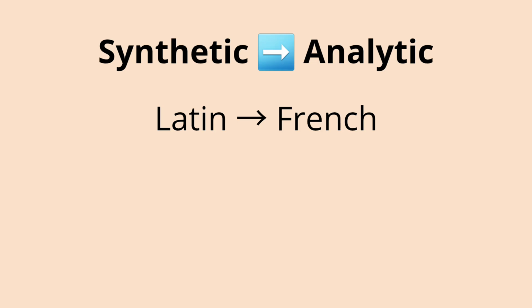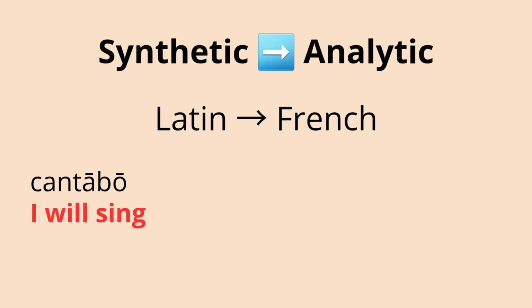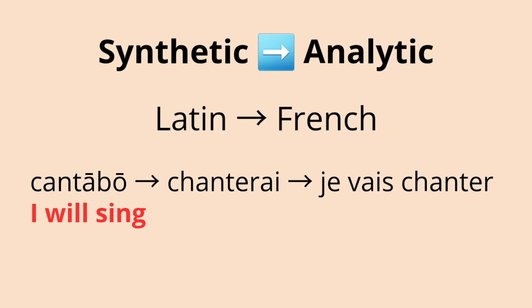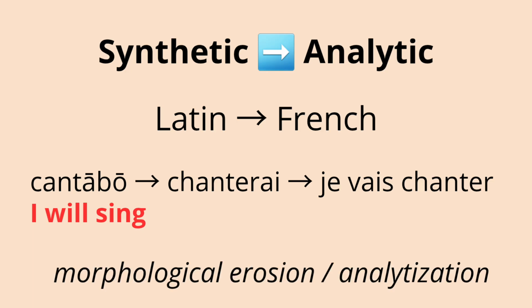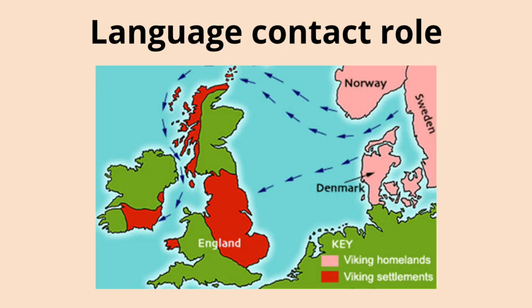For example, in Latin, cantabo means I will sing. It's one word. In Old French, it became chanterai, and in modern French, je vais chanter, with a much more analytic structure. This process is called morphological erosion, or analytization. Language context can also play a role. For example, English was likely influenced by Old Norse, which helped simplify its word endings.